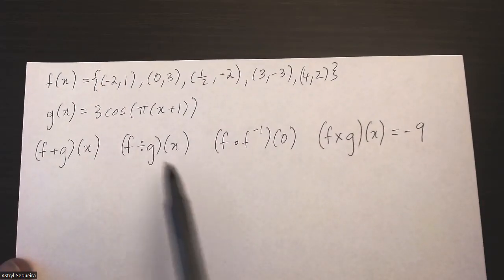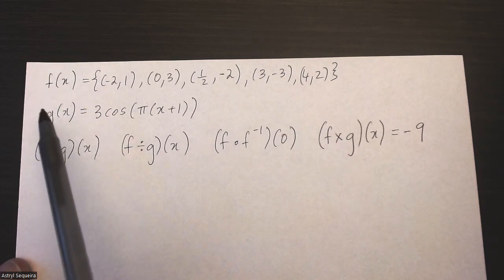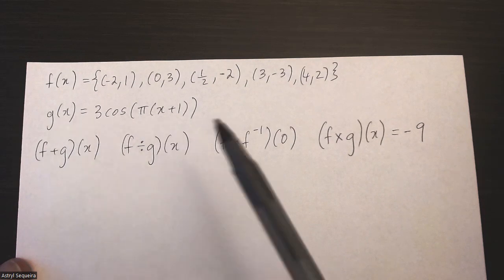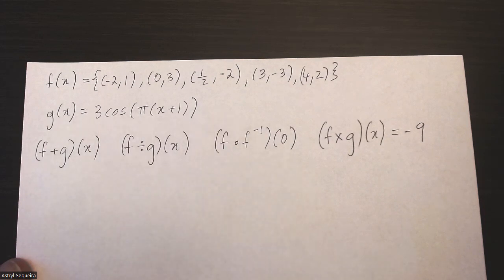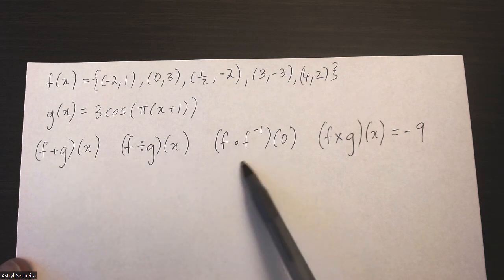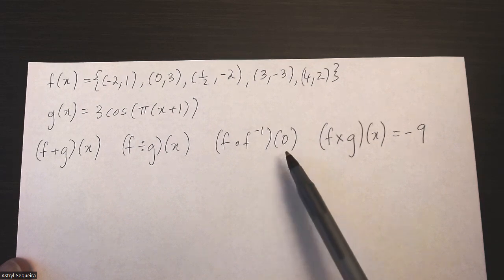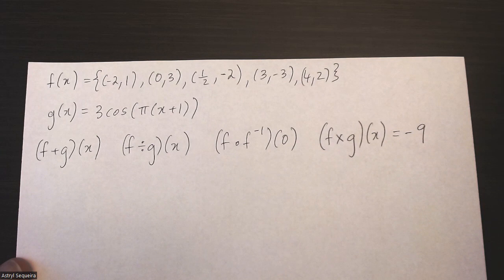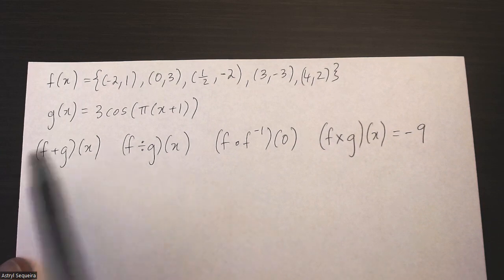All right, in this video, I'm given two functions, f of x and g of x. F of x is just a set of points, and g of x is a cosine function. And I need to find f plus g of x, f divided by g of x, f of f inverse of 0, and then I need to find where f times g of x is -9. So let's start solving the first question here.